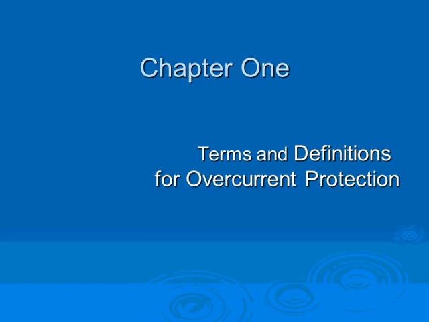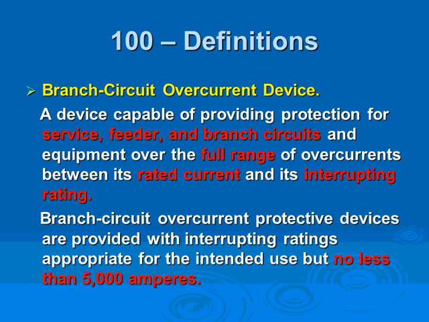Safety starts with the equipment that you install. Terms and definitions. So that's a couple of things, guys, about definition since we're talking about overcurrent protection device. This is how they define it: a branch circuit overcurrent.